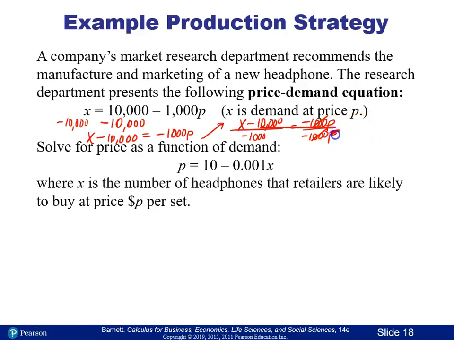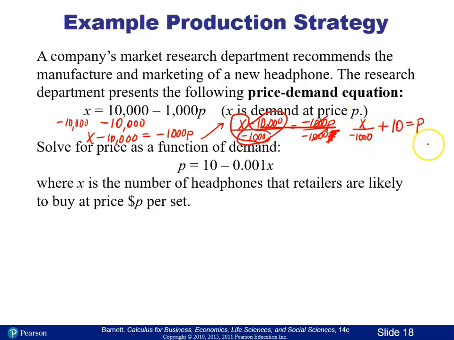Don't divide by the P. I shouldn't have written a P there. Okay, so we're left with P on the right side, and on the left side, we've got X minus 10,000 over negative 1,000. So we're going to break it up like we've done before and put everything over the denominator. So I'm going to have X over negative 1,000, and then two negatives make a positive, and 10,000 divided by 1,000 is going to be plus 10.